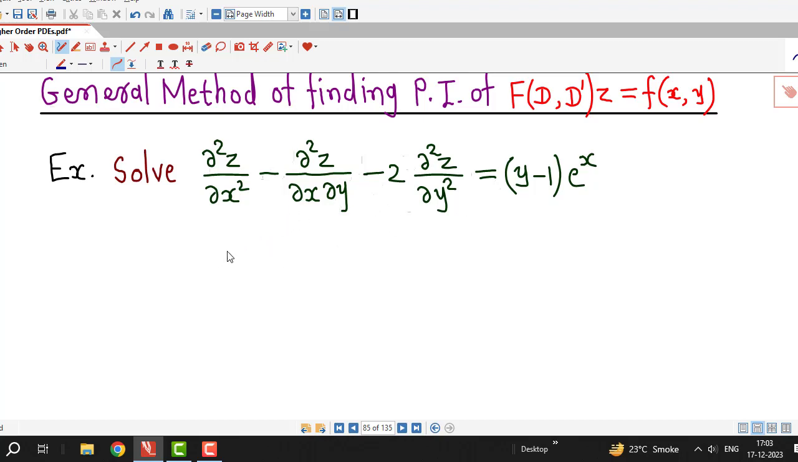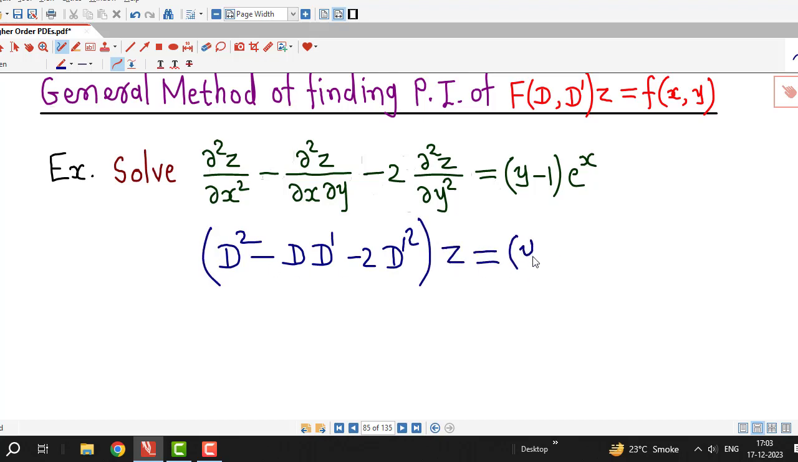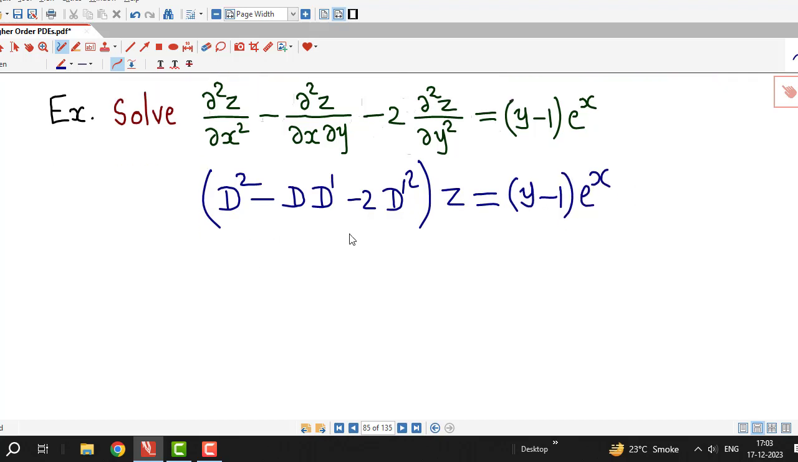partial differential equation. First we write it in the form of D and D dash. Here I have del square z by del x square, that is D square, minus del square z by del x del y, that is D dash, minus 2 del square z by del y square, that is D dash square, z equal to (y minus 1) times e to the power x. And here we can observe that f(D, D dash) is a homogeneous function in D and D dash. So first we have to solve the corresponding homogeneous equation.